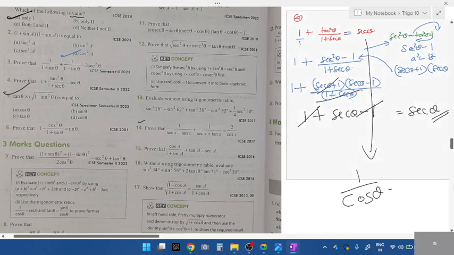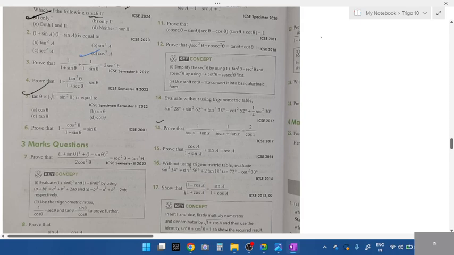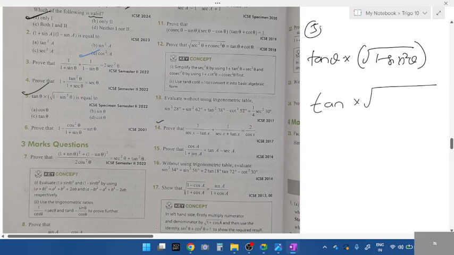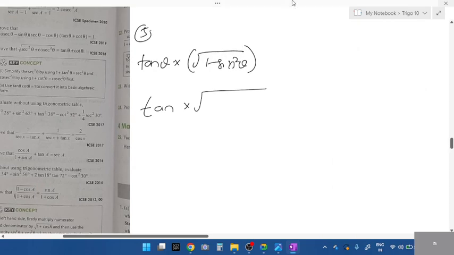Have all of you completed this question? Done? Try the fifth question. Tan theta into square root of 1 minus sine square theta is equal to what? They've given you 4 options. Simple question. What is given in the square root, students? All of you respond. What is given in the square root? 1 minus.